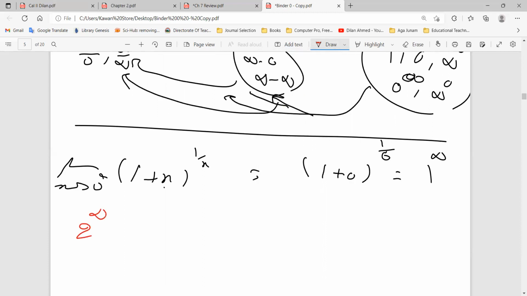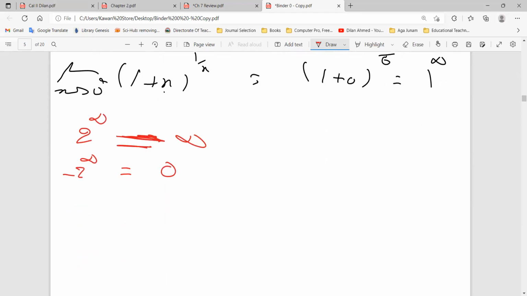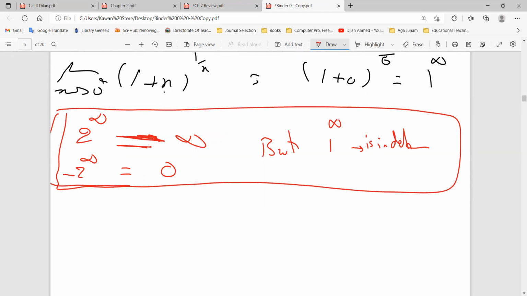2 to the power infinity is equal to infinity. Minus 2 to the power infinity is equal to 0. But 1 to the power infinity is an indeterminate form. Understood? 1 to the power infinity is not a number, it's a problem. So here we are. Do not forget about that, especially for chapter 10. We use this information again and again.